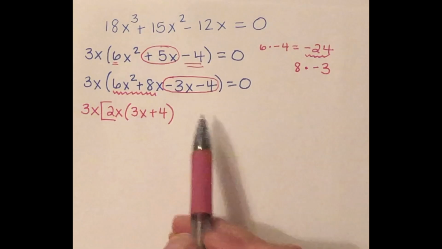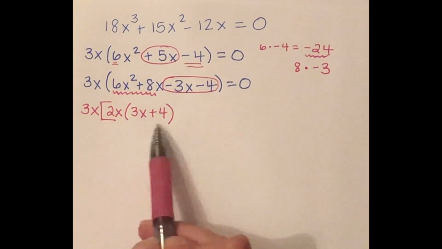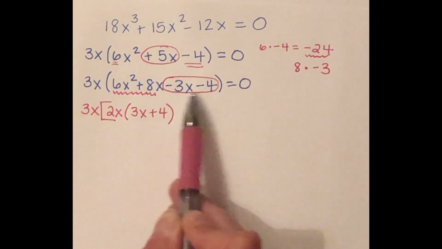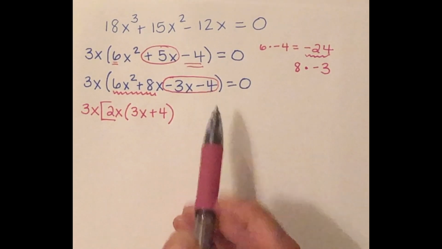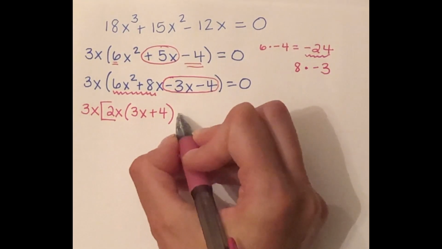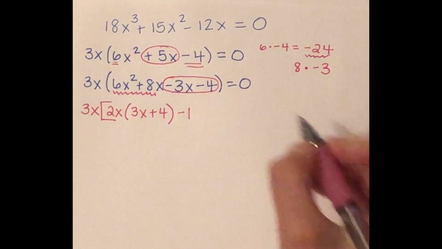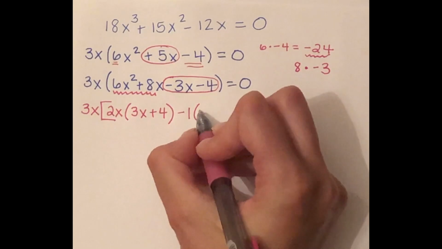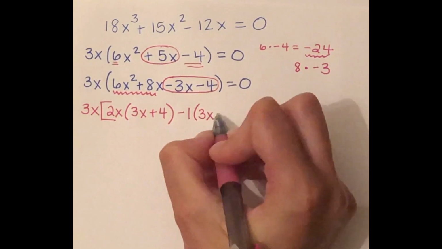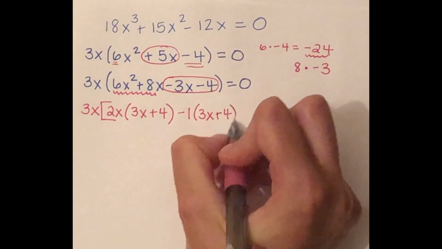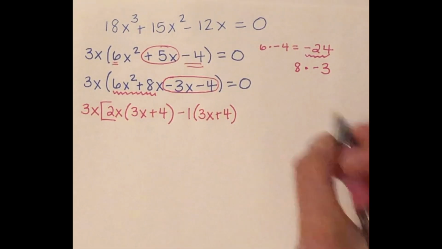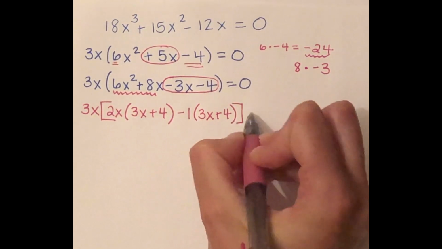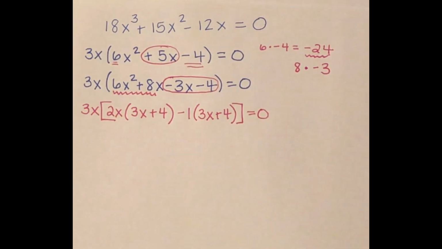Now, if I want my other set of parentheses to match a 3x plus 4, we're pretty close here, but this is a negative 3x and this is a negative 4. That must mean that I have to pull out a negative 1. When I pull out a negative 1, that would cause my parenthesis to become 3x plus 4. Again, checking if I want by multiplying that through. Now my parentheses are the same, which is always what we want when we factor by grouping.